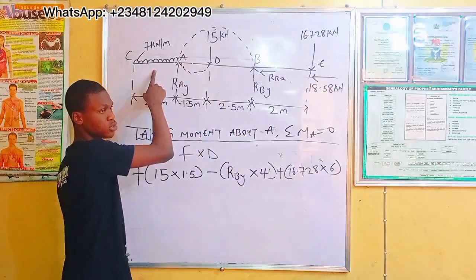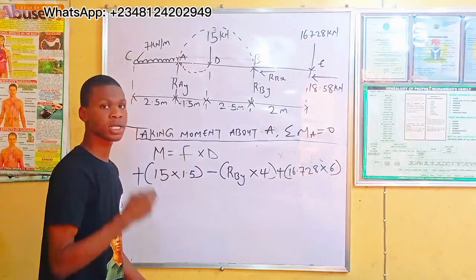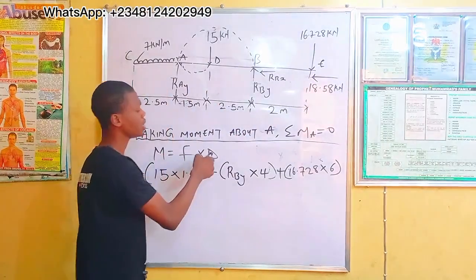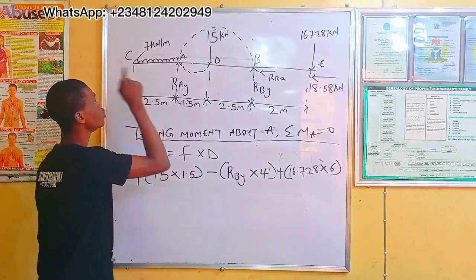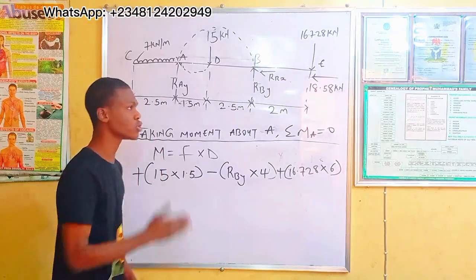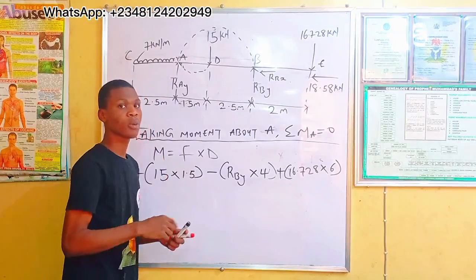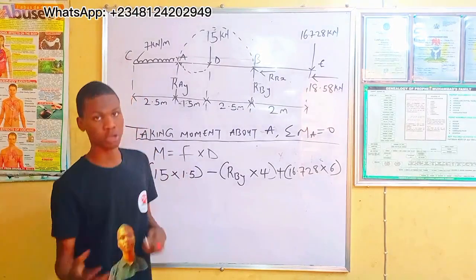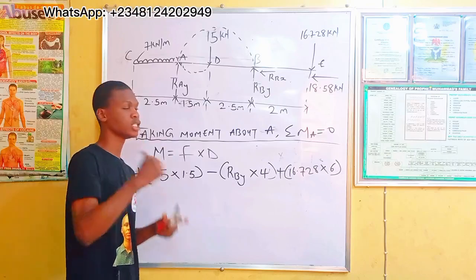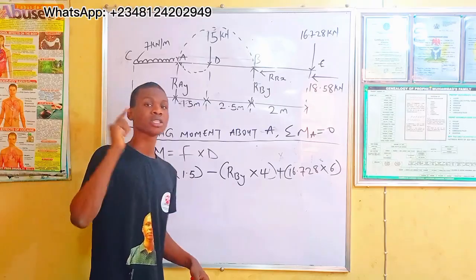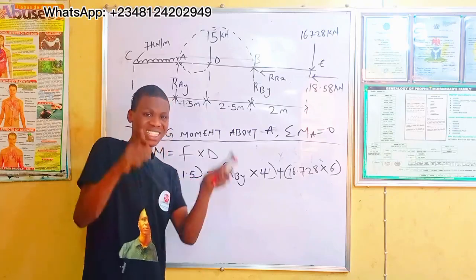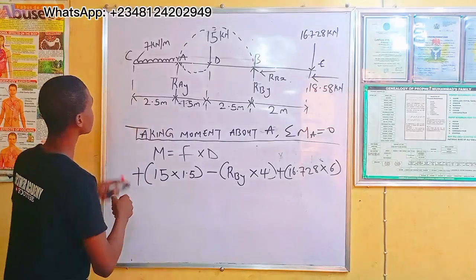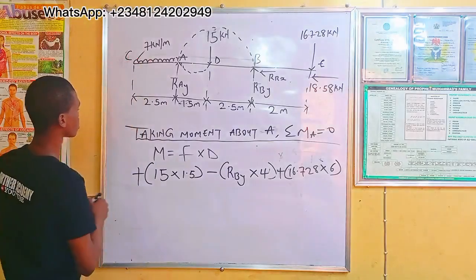Then the last one, we have this UDA. How does this UDA work? Very simple. To get the moment of this UDA, you need the force and you need the distance. From here, you need the force of your UDA. How do you convert your UDA to a force? When we say force, it simply means point load. How do you convert your UDA to a point load? Check the number 2 statement. It said, simply multiply the total distance the UDA covered by the intensity.